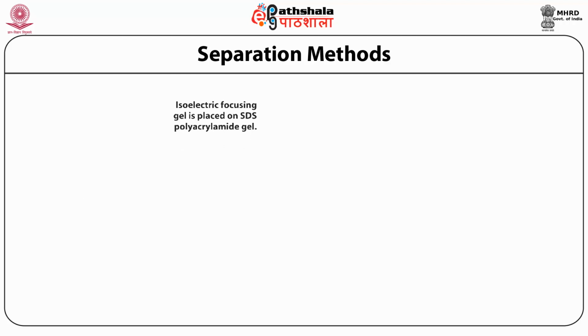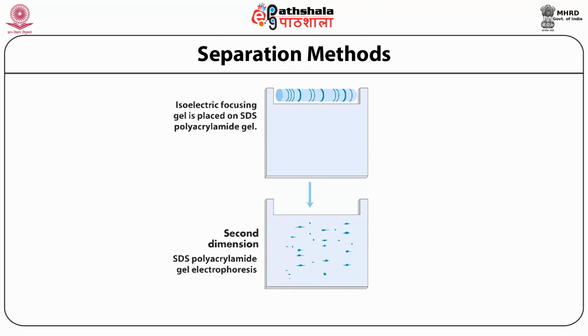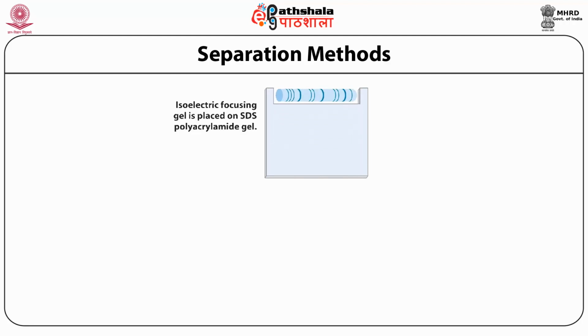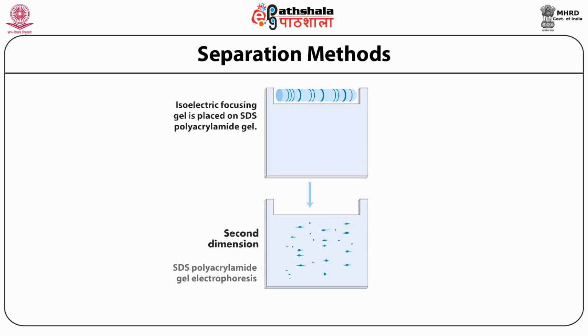In two-dimensional gel electrophoresis, we first run our proteins in one-dimensional gel electrophoresis using isoelectric focusing gels, which are later placed on SDS polyacrylamide gels for the second-dimension gel electrophoresis. During isoelectric focusing, the proteins are separated on the basis of their isoelectric points, and these proteins are then run on the second gel, which separates based on molecular weight.